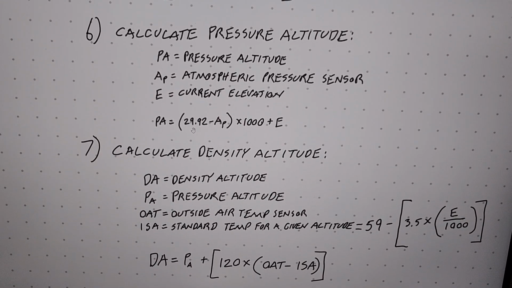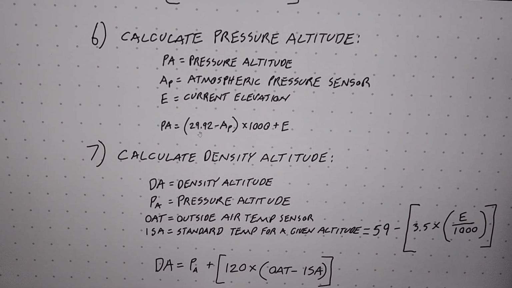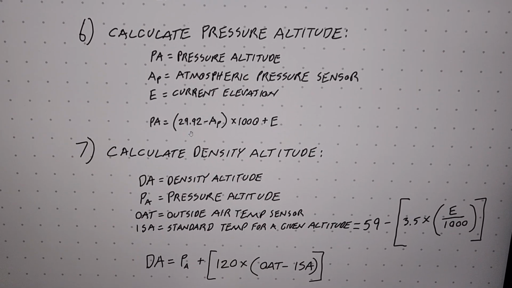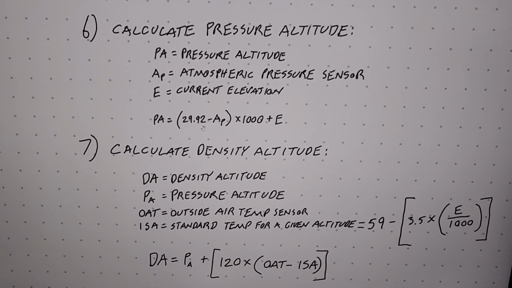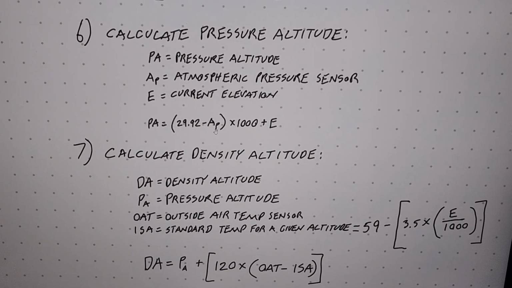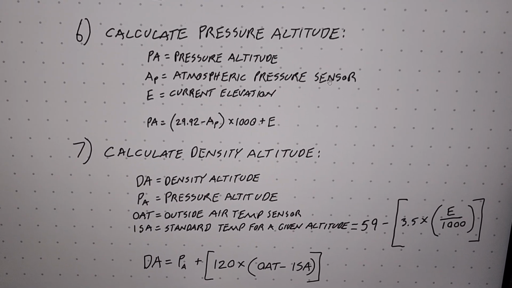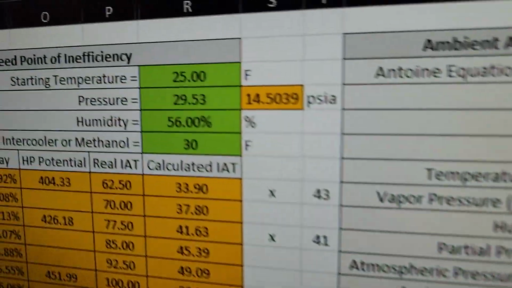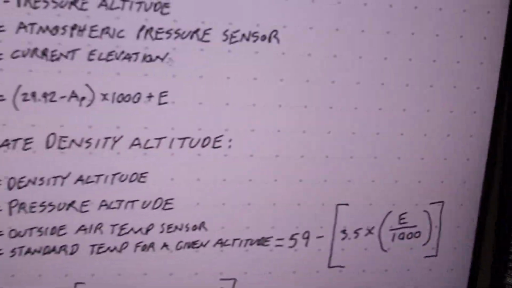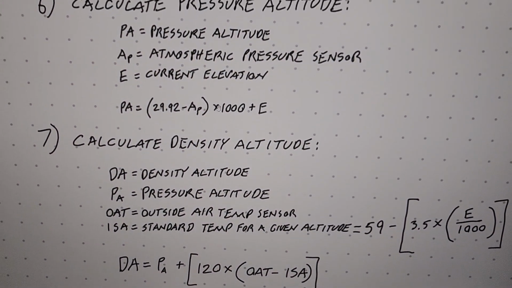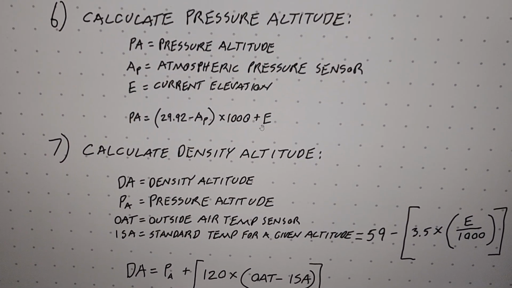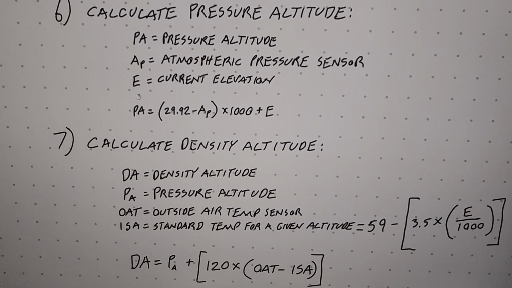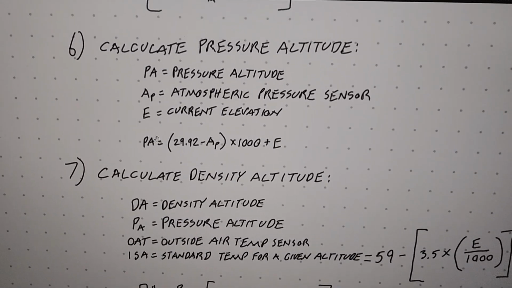So you're going to do 29.92. This is a fixed value. It's always going to be that. That's what all your airfields are going to use for their density altitude calculations. And then all you're going to do is subtract whatever the atmospheric pressure is. So this will be 29.92 minus 29.53 for today. Then you're going to multiply that by 1,000. Then you're going to add your current elevation. So that'll give you your pressure altitude.